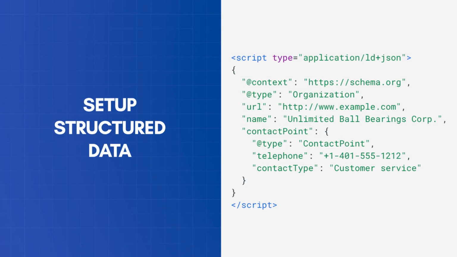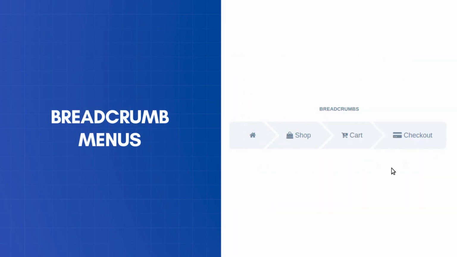You should take advantage of structured data. Adding structured data markup on your website helps search engines understand what your content is all about, and this can have a huge impact on your rankings and traffic. You need to activate and optimize your breadcrumb menus. When configured correctly, breadcrumb menus are an essential element of an SEO-friendly website.